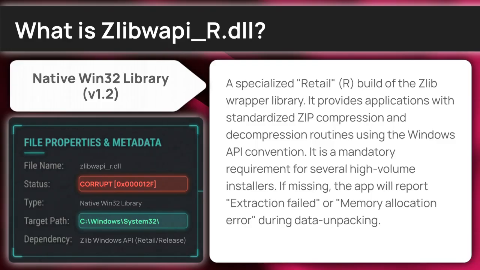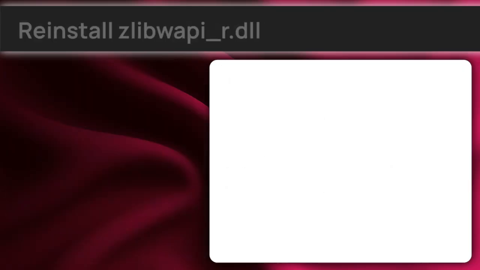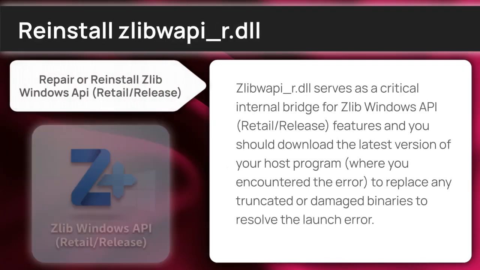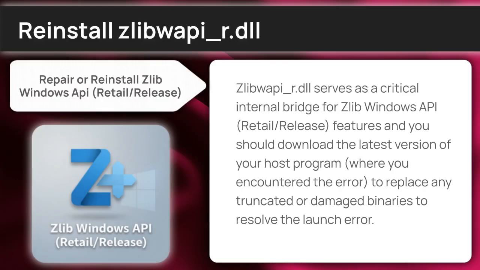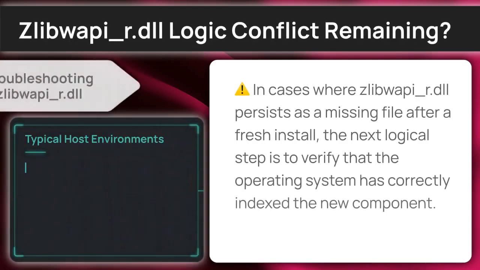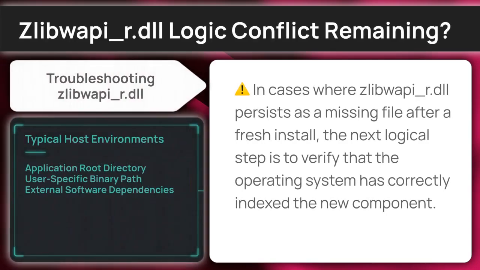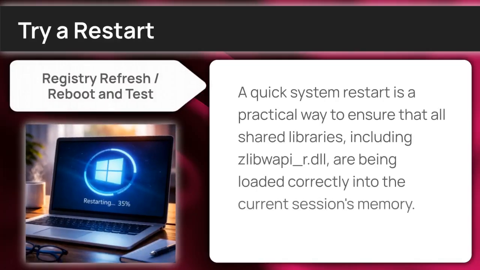Now that the technicals are covered, let's run the official installer. Zlib WAPI R serves as a critical internal bridge for Zlib Windows API retail/release features, and you should download the latest version of your host program where you encountered the error to replace any truncated or damaged binaries to resolve the launch error. In cases where the official installer remains ineffective, we must escalate to a manual review of your system's active runtime state. A standard reboot clears out temporary memory conflicts and gives the Windows loader another chance to properly register the Zlib Windows API runtime component during startup.